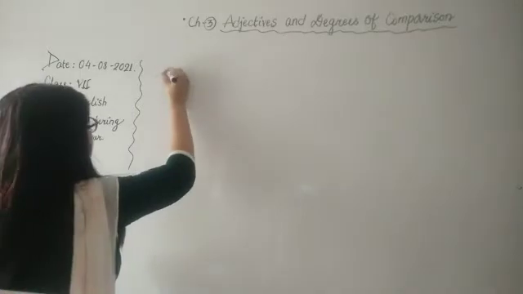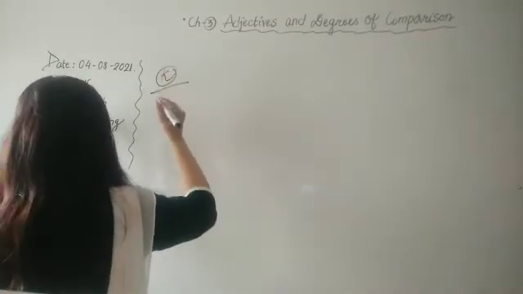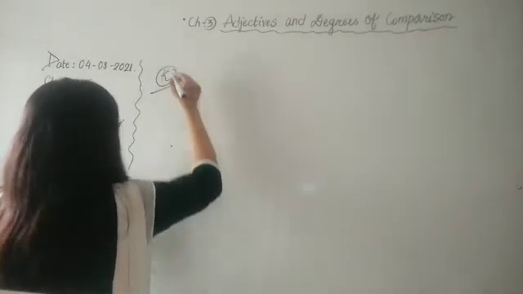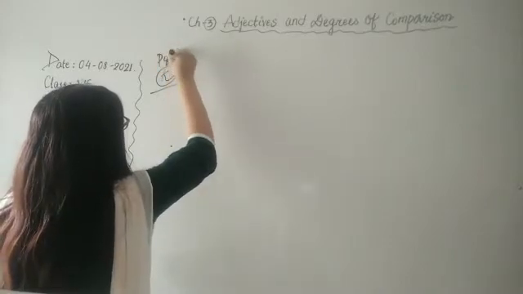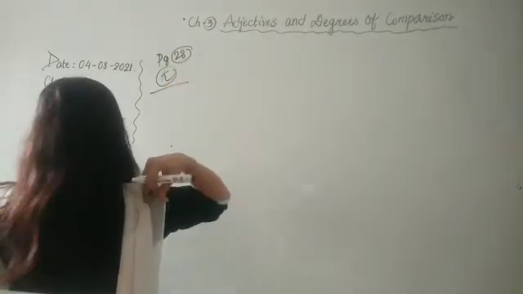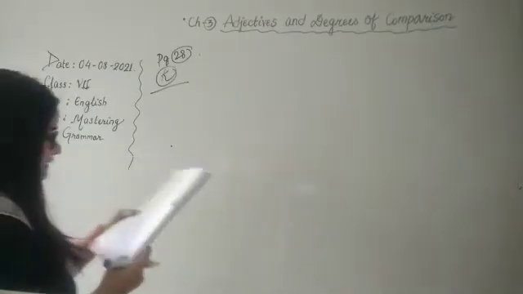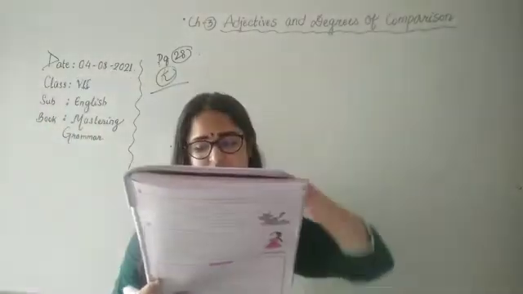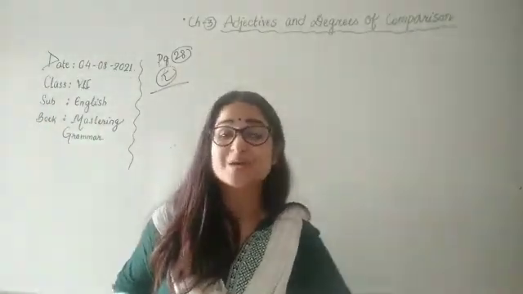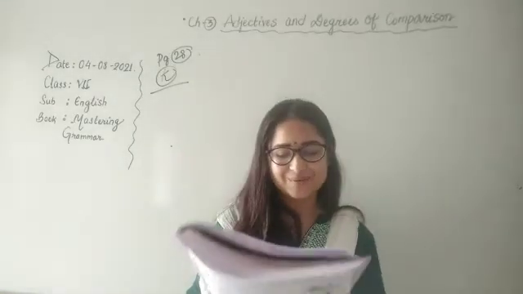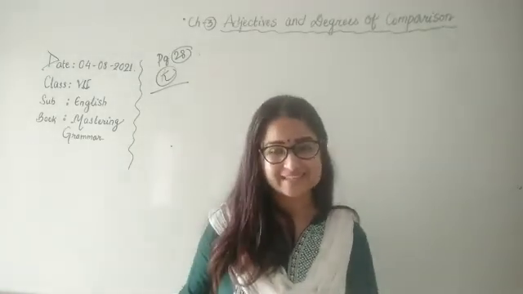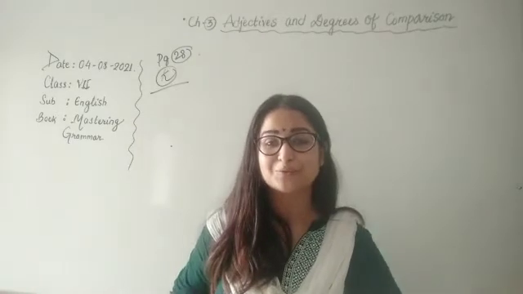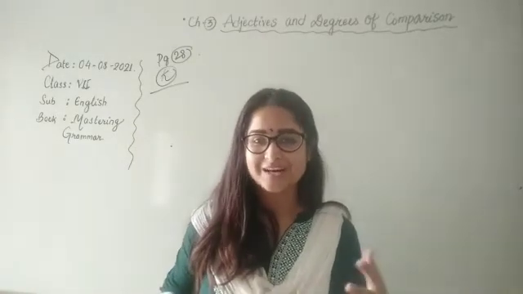Number K. Now this exercise, children, is on page number 28 only. So what we have, let's see. Fill in the blanks with the correct degree of adjectives given in brackets. Now it's your turn to be tested. I have already taught you. Let's see how many of you can get the maximum correct answers.